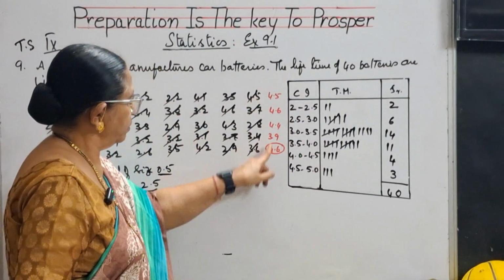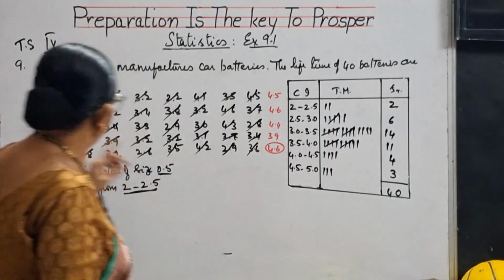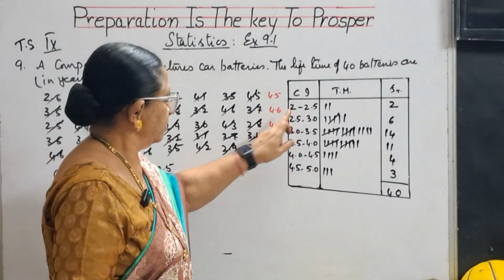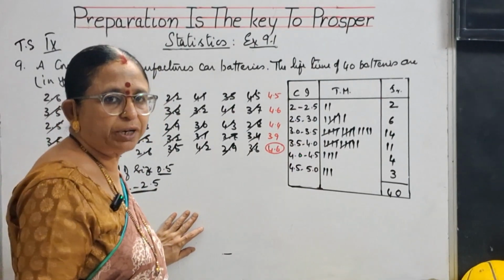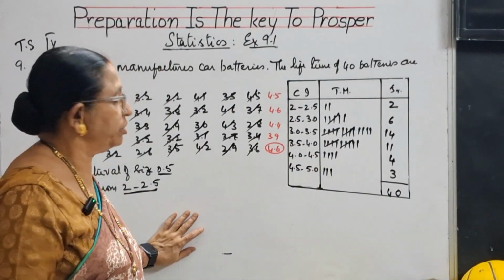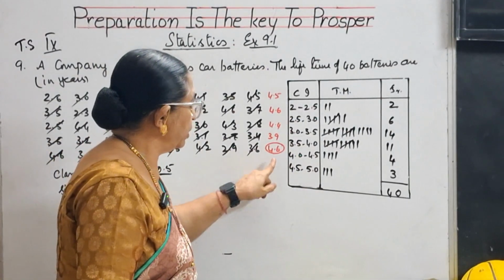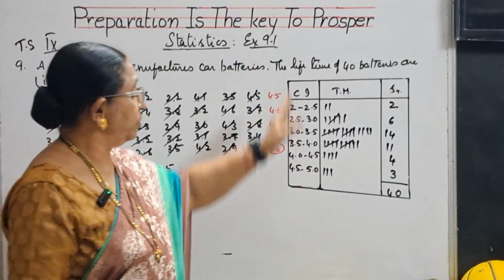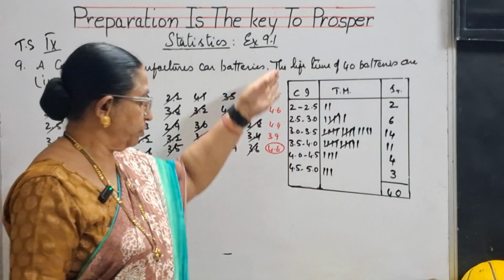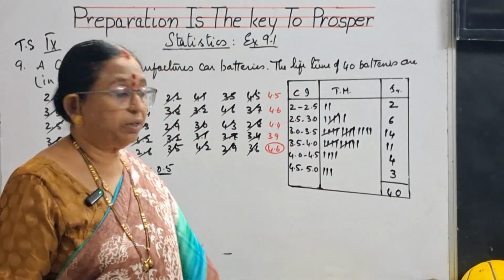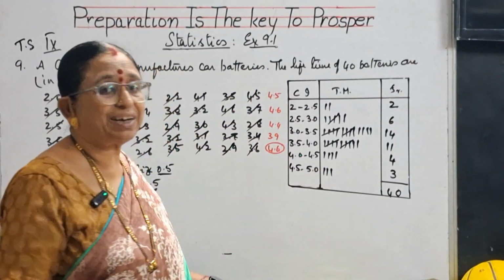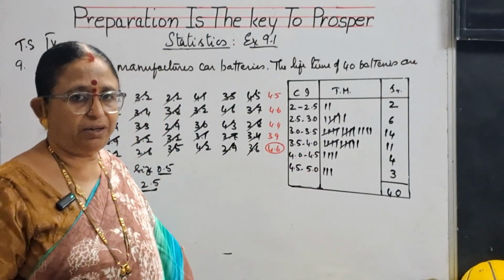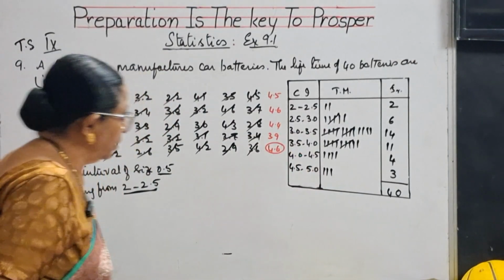Here I have taken only the highest, I have not taken the lowest, because they have already given the first class interval, 2 to 2.5, so we need not bother about the lowest value. But we need to find the highest value because that tells up to where you need to conclude your class intervals. Otherwise you keep on writing. So if you write this, it will give you a clear-cut idea about where you can stop your class interval. I hope I am clear, children. Please copy this.